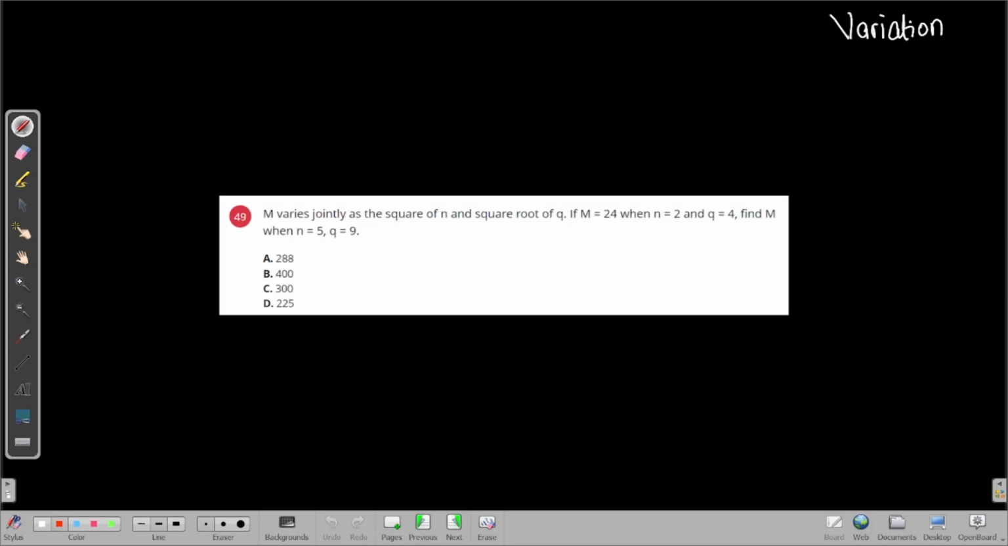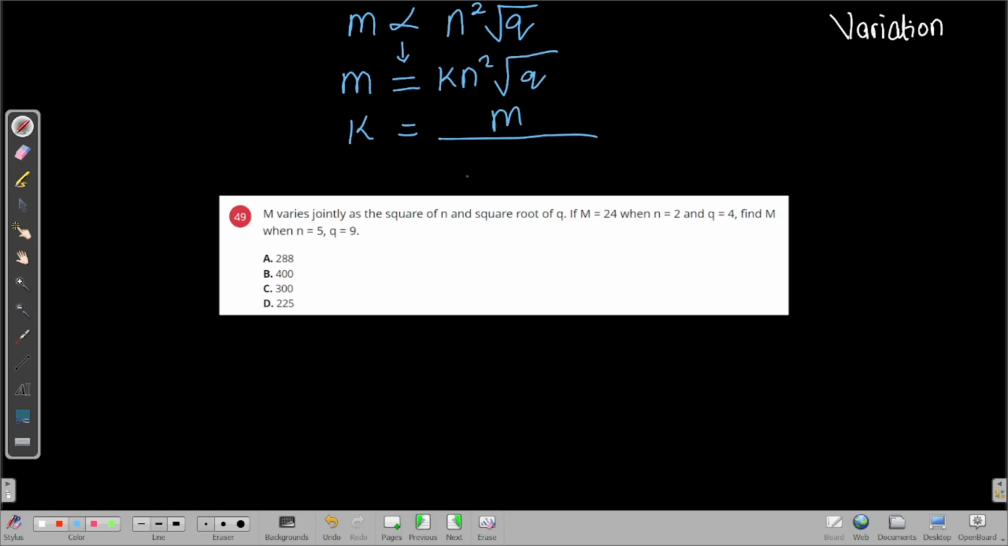Question 49, variation. M. This is a joint variation. M varies jointly as the square of n and the square root of q. So let's turn that into an equation. When you turn this proportionality sign into an equation, you have to introduce a constant. So m equals k n squared root q. What is k? k equals m over n squared root q.